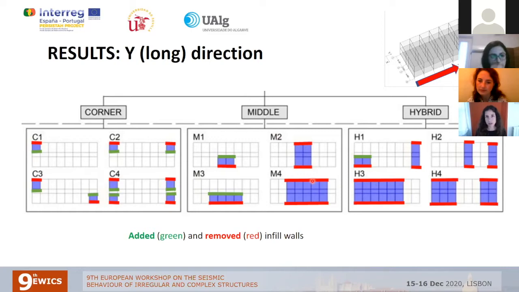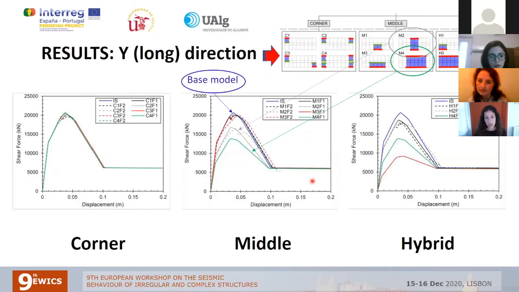In fact, if we look at the capacity curves in the Y direction, in the long direction of the building, let's concentrate on this part, the one in the middle. You can see in blue the capacity curve of the base model, with no atrium. When we add the atrium in the middle, which will be the models M2 in gray and M4 in green, you can see that the capacity goes down. And that's more or less what we were expecting, because we have removed some of the walls. The effect is not that big: we removed one and we included another one, so no big deal.